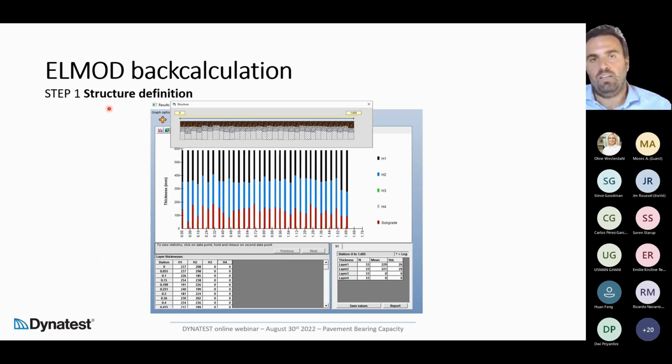The first step in the ELMOD backcalculation software process is to define the structure. It means that you can use, for example, GPR, and for any station the thickness of each layer is defined. If you see here, the thickness changes point by point, and here you have a graphic representation of the thickness that is variable. Or you can assume, for example, a design value, and you have a constant thickness for a certain number of points.